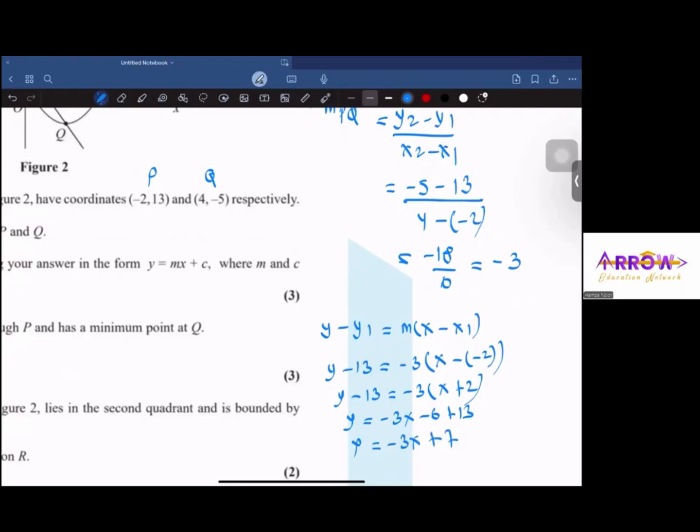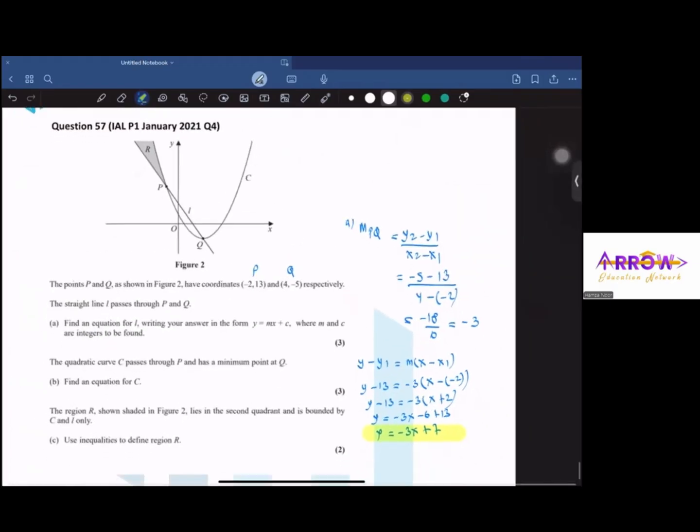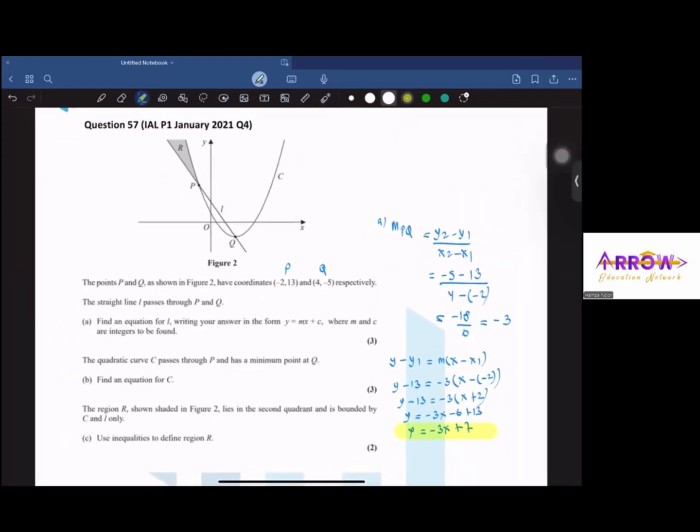This is the equation of the line L in the form y equals mx plus c, where m and c are integers to be found. This was the working for part A. So now in part B, it says that the quadratic curve C passes through point P and has a minimum point at Q. Find an equation for C.